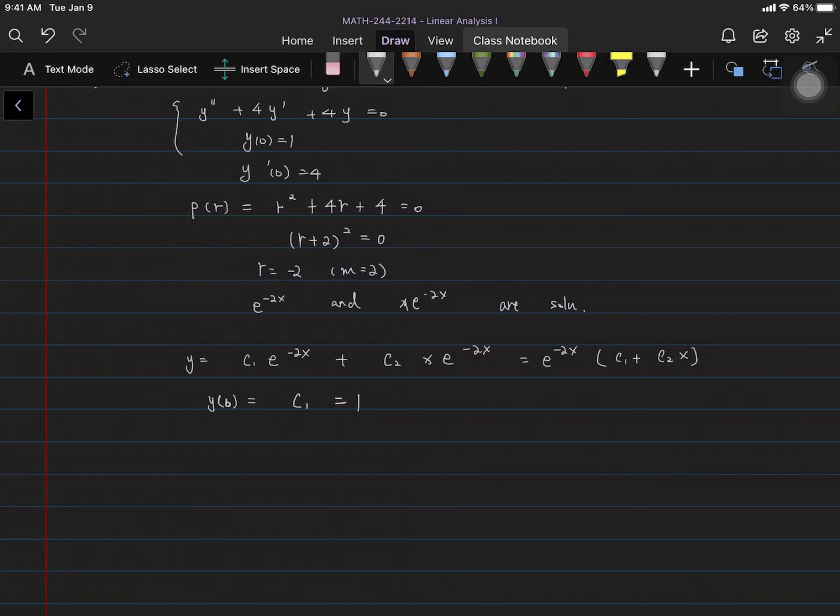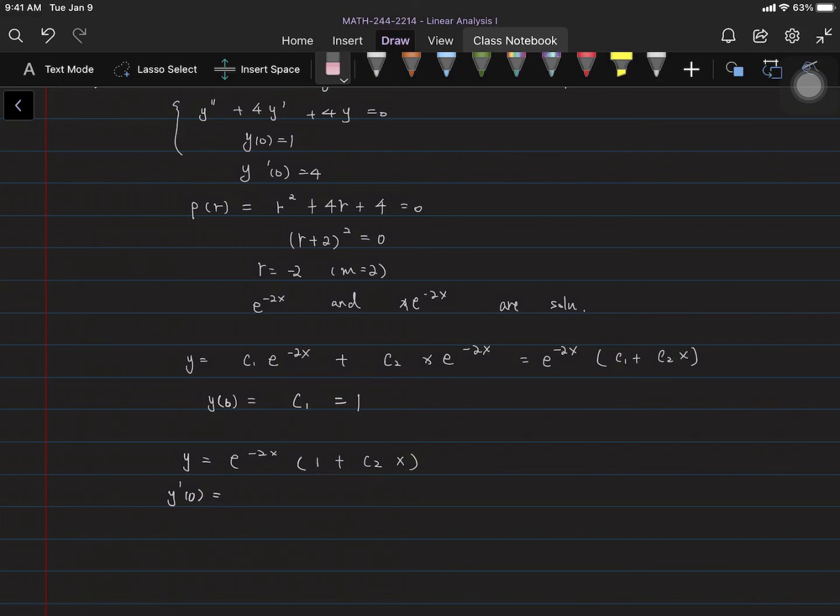So let's write down the solution. y equals e to the negative 2x times (1 plus C2x), where I changed C1 into 1. Next, I'm going to use y prime of 0 equals 4 to solve for C2. You can do this from either this form or this form, and take the derivative either way. It doesn't matter too much.